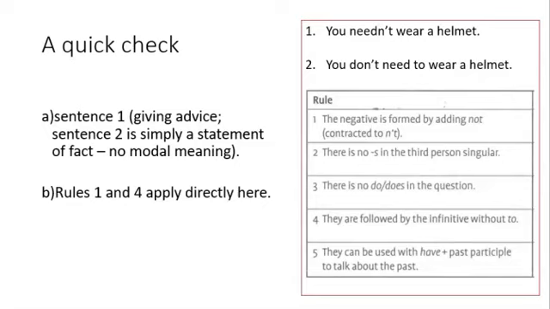Whereas sentence 2 is just a statement of fact. There's no modal meaning. In fact, there is no modal verb there. You might also realize there's no modal verb in number 1 either, but it does have a modal meaning in that it's offering advice. And in sentence 2, there's no modal meaning at all. So in both sentences, 1 and 2, rules 1 and 4 apply. You add the n't negative, needn't, don't. And with number 4, all modal verbs are followed by the infinitive without to. Don't need, needn't wear, right? The bare infinitive.